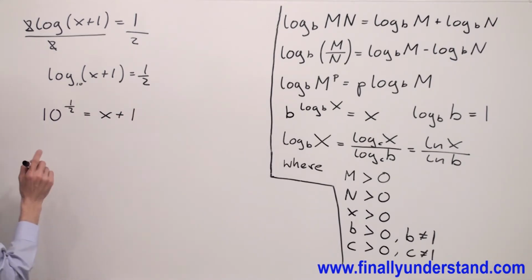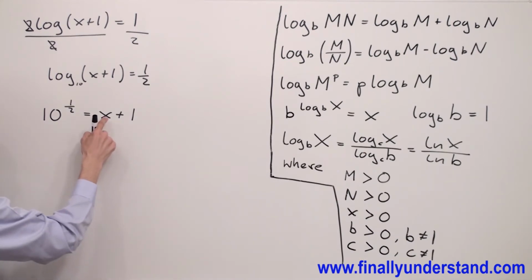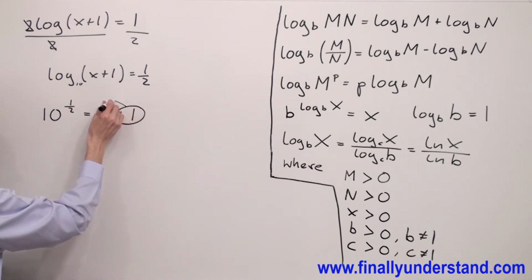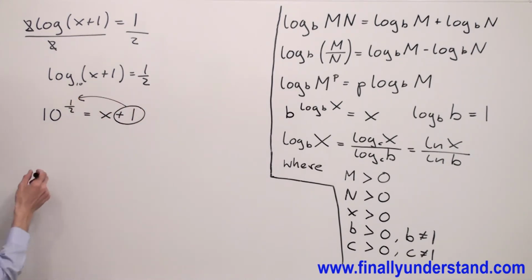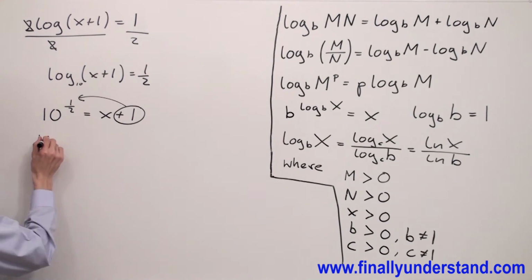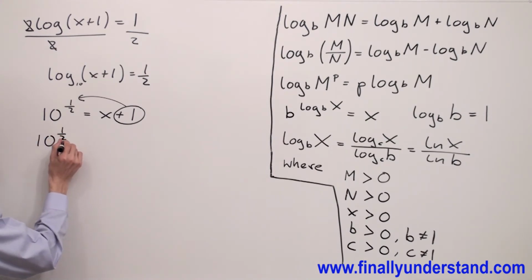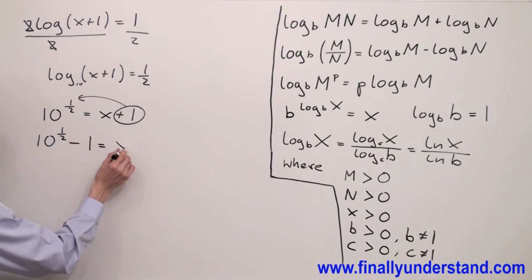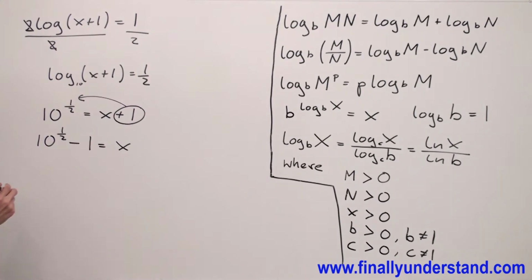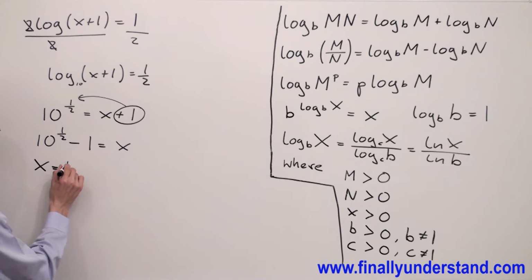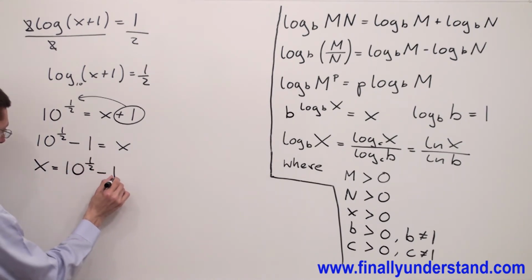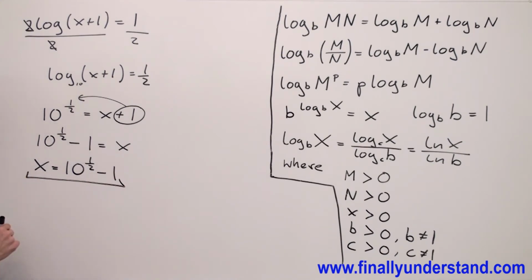Next, in order to find x, I have to move 1 to the left side. And I'm going to have 10 to the power 1/2 minus 1 is equal to x. I can rewrite this equation as x equals 10 to the power 1/2 minus 1. And this is the solution to my problem.